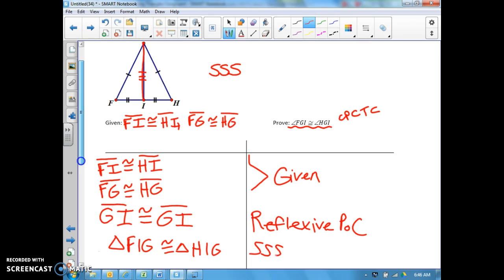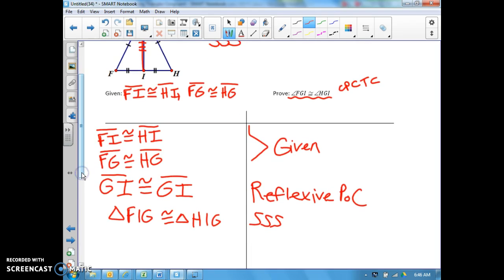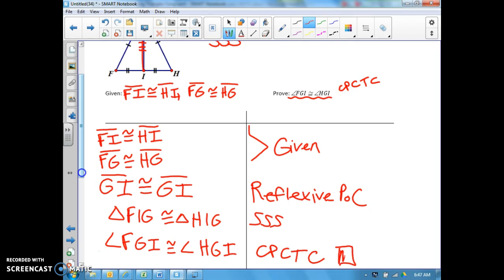by the side-side-side postulate. Now that I've established that the two triangles are congruent, that means that every piece inside each triangle is congruent to its corresponding piece in the other triangle. So that will allow me then to say that angle FGI must be congruent to angle HGI because corresponding parts of congruent triangles are congruent. CPCTC. And we're done with our proof.